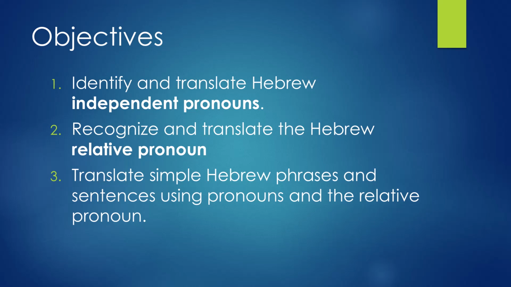Now in this chapter we're going to look at three things. Number one, we're going to identify and translate Hebrew independent pronouns. And number two, we're going to identify and translate Hebrew relative pronouns. And lastly, we're going to translate simple Hebrew phrases and sentences using the pronouns and the relative pronoun that we would have covered. So this is what we're going to look at in chapter 10: the independent pronoun, the relative pronoun, and some translations. Let's get started.